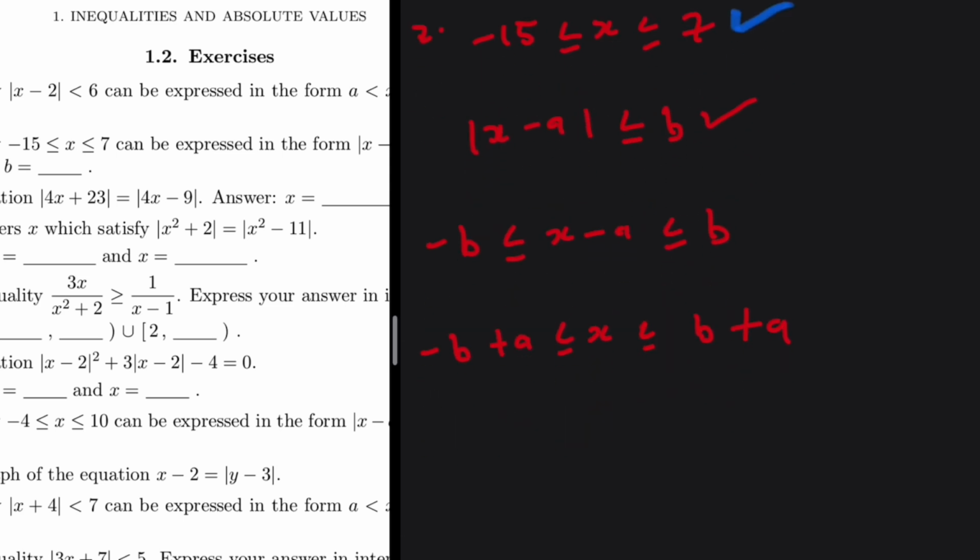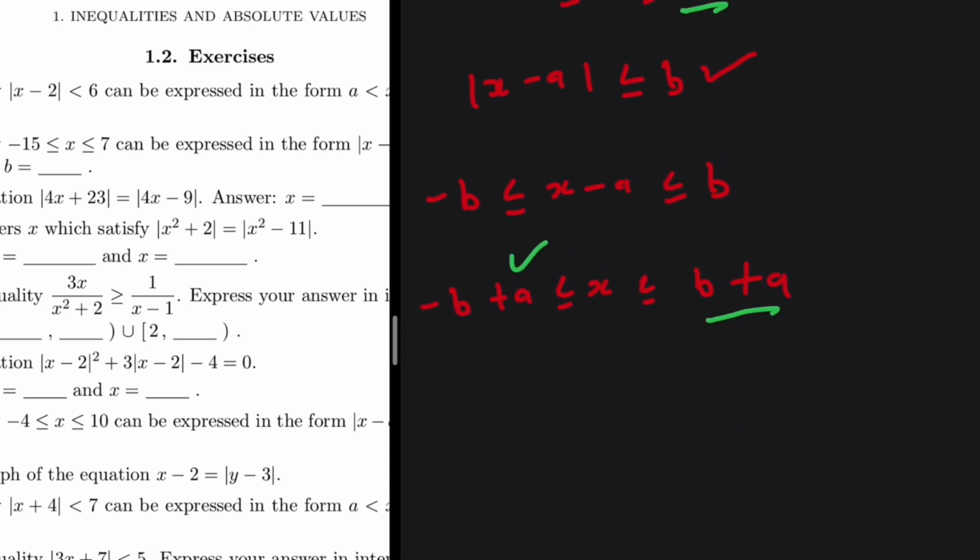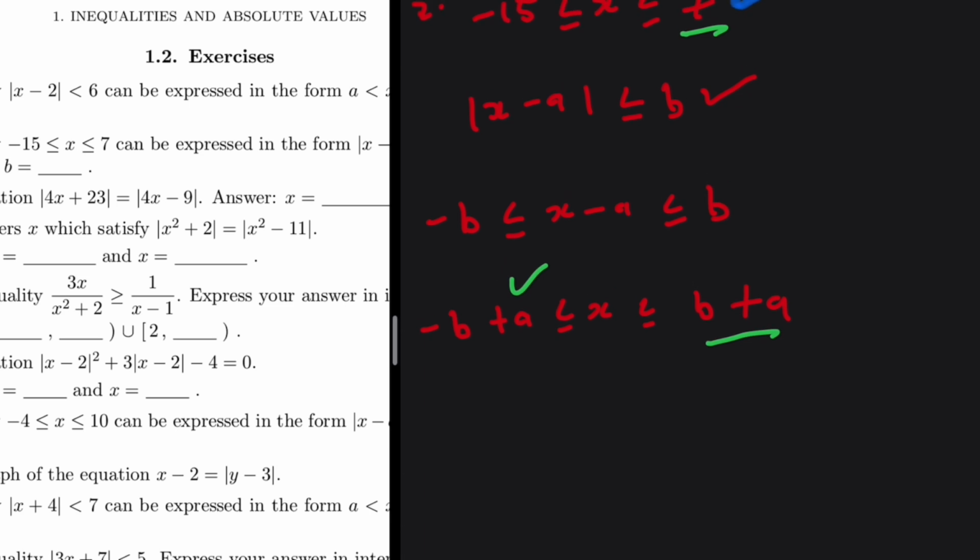But we know fully well that, let me show you, minus b plus a should be equal to minus 15. And then on the other hand, 7 must be equal to b plus a. That's what we have, right? So we are just equating minus 15 with minus b plus a, and 7 with b plus a. So if we say b plus a is equal to 7, we can just write that nicely as a plus b is equal to 7.